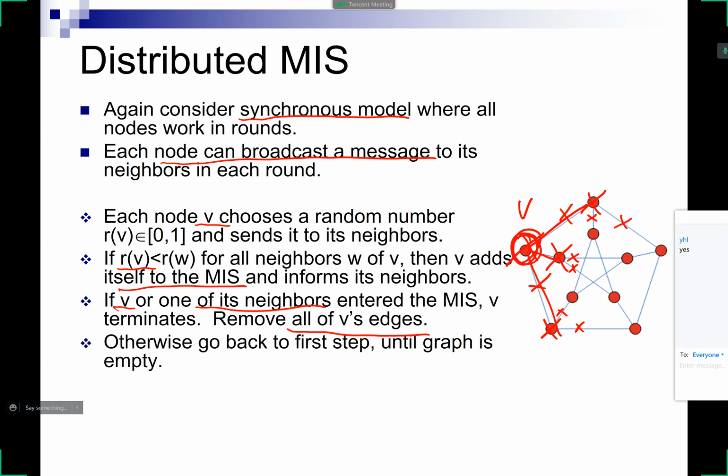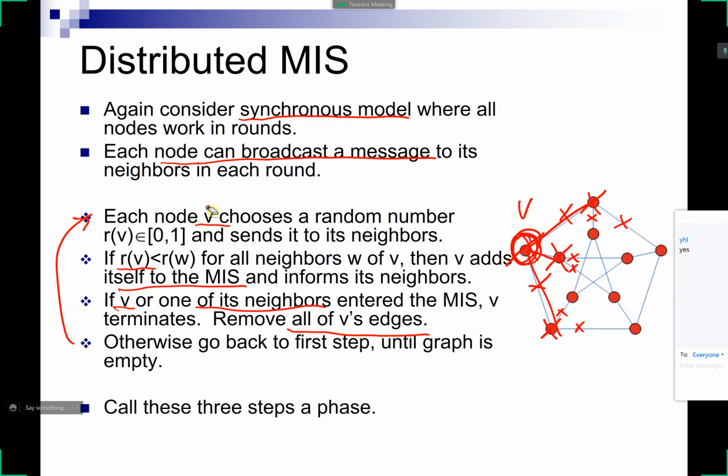Otherwise, if you didn't get a message from any of your neighbors, then you just go back to the first step and keep repeating this. You pick another random number, and if you happen to be minimum, you're going to enter the MIS and also tell all your neighbors. And if one of your neighbors told you that they entered the MIS, then you're going to terminate and take out all of your edges. So you just keep doing this until eventually the whole process terminates.